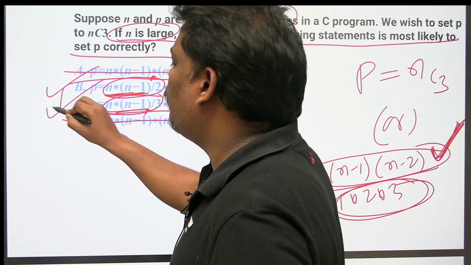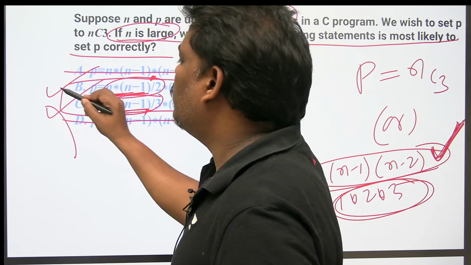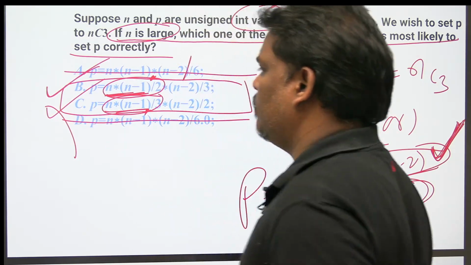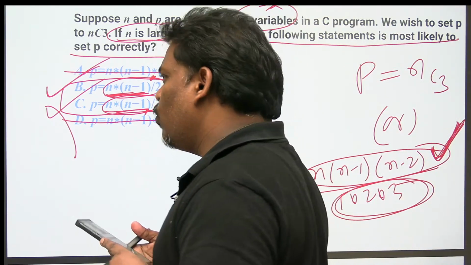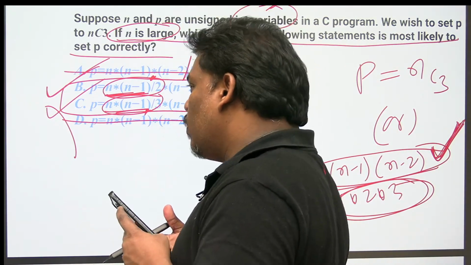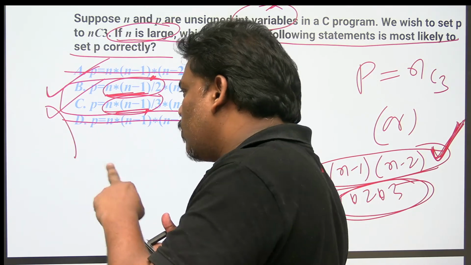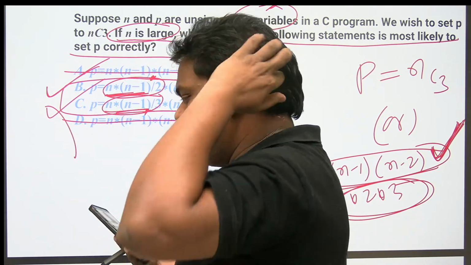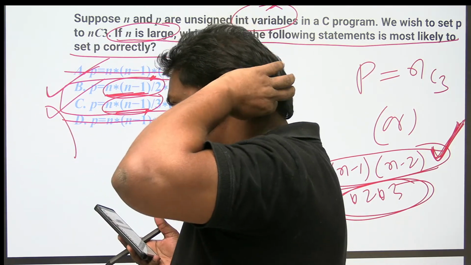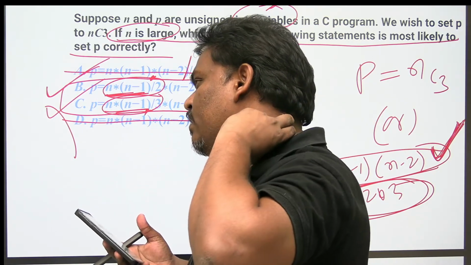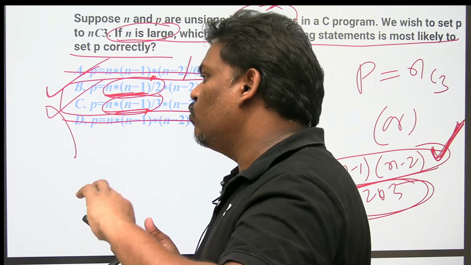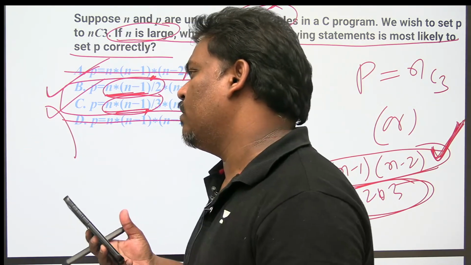In my opinion, comparing all of them, B is the best answer. B is taking care of overflow. Before overflow it is dividing, not dividing blindly. Even number divided by 2, no problem at all. No fraction.